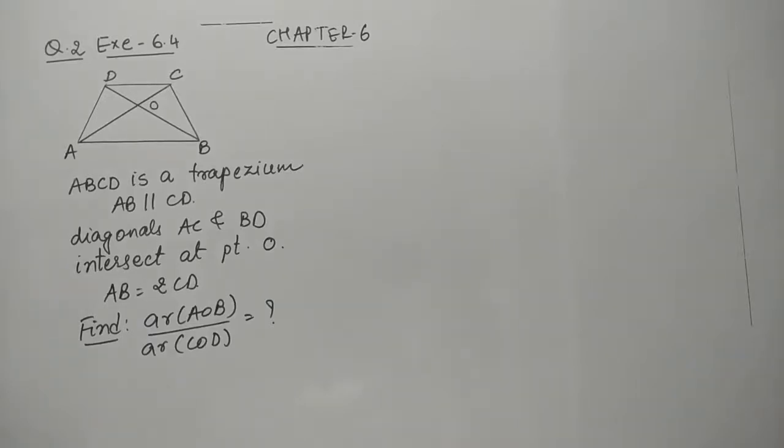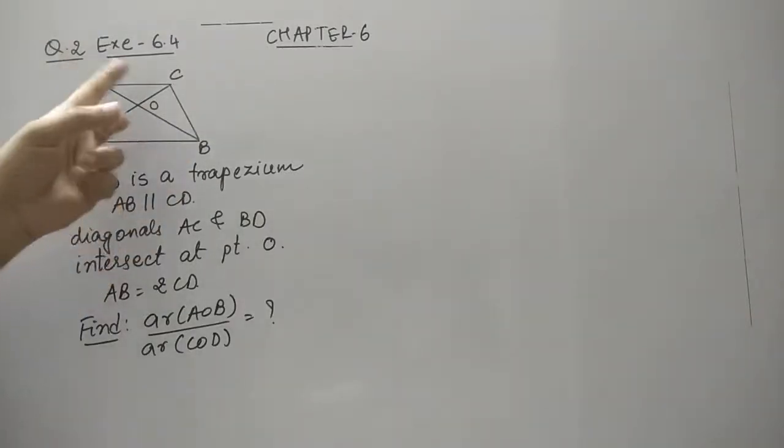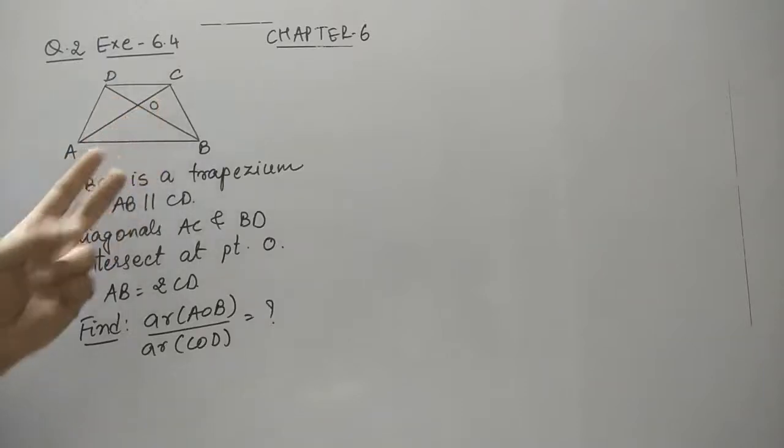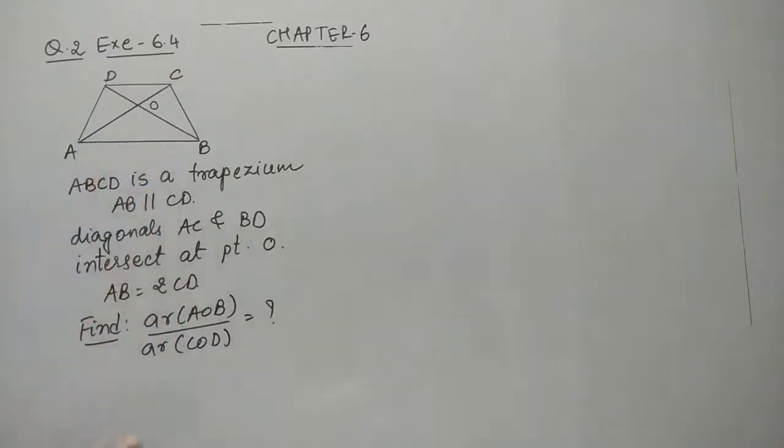Question number 2 of the same exercise. It is given that the diagonals of trapezium ABCD, where AB is parallel to CD, intersect at point O. The relation between AB and CD is given: AB is twice CD. So we have to find the ratio of the areas of triangles AOB and COD.